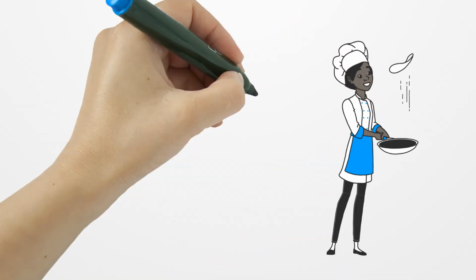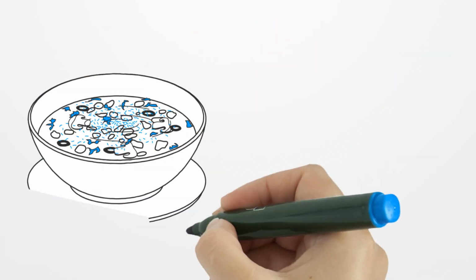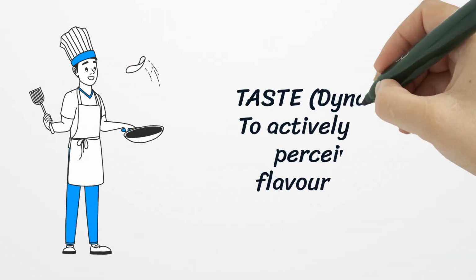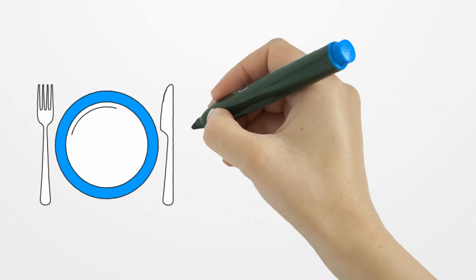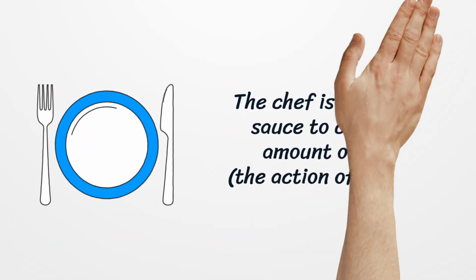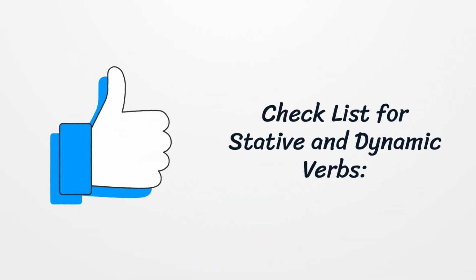Taste and smell, stative simple tense: to have a certain flavor or scent. This soup tastes amazing. Its flavor is amazing. Dynamic continuous tense: to actively try to perceive a flavor or scent. The chef is tasting the sauce to check the amount of salt. The action of sampling.